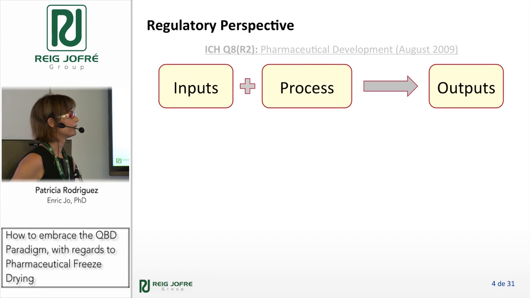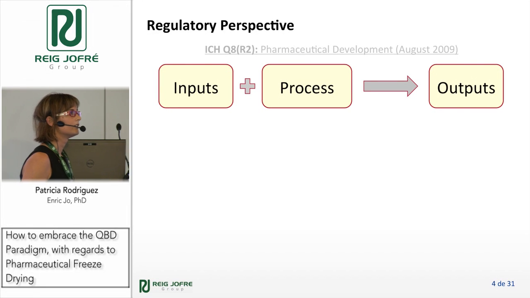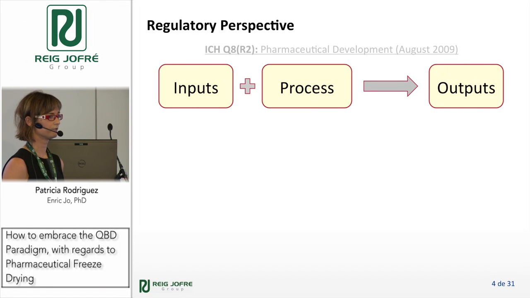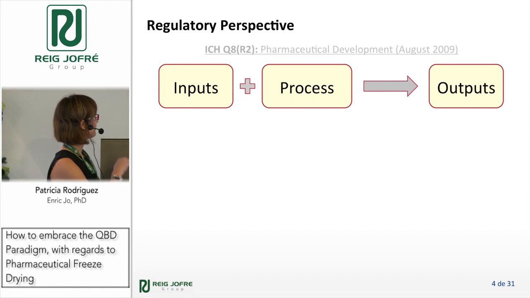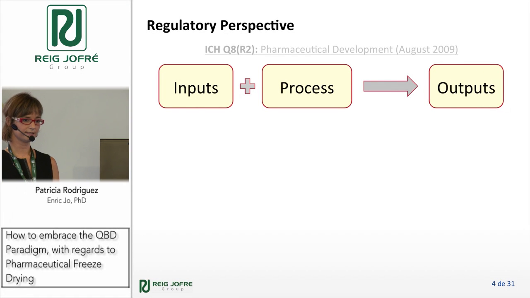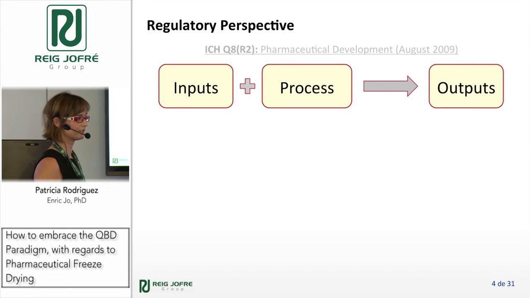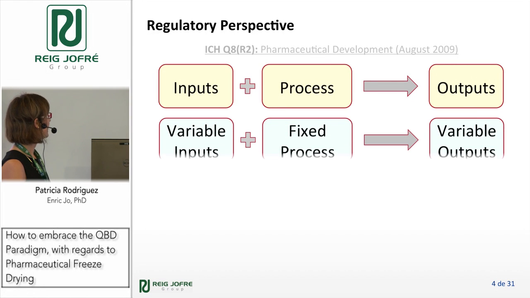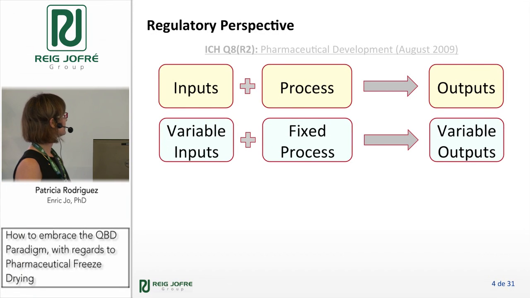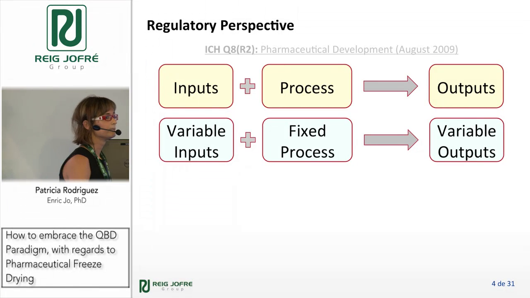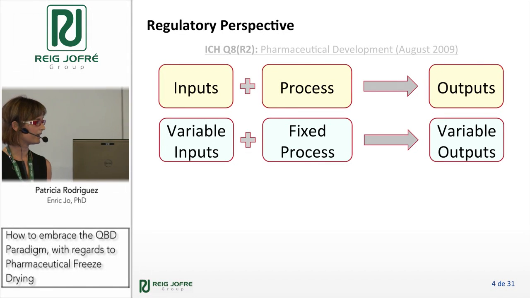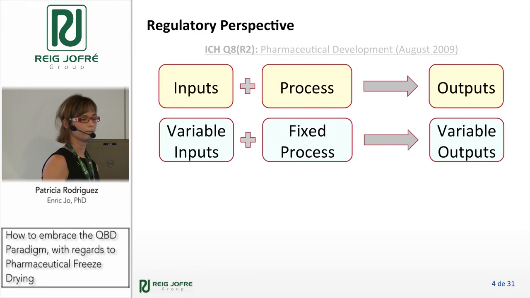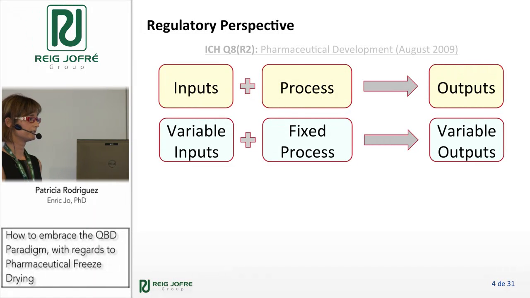Well, before going ahead with the case study, I'm going to stop and give for a moment a regulatory perspective. So what says this slide? Imagine, please, a lyophilization process, right? First, we have some inputs. We apply a process, and we obtain some output. So it's easy. It's the theory that all of us well know. But what happens in real life? Well, we have variable inputs, not just inputs. That means that maybe because of the differences of the APIs, batch by batch of the APIs or the raw materials, maybe the equipment is not perfect and can add some variations during the process. But we apply a fixed process.